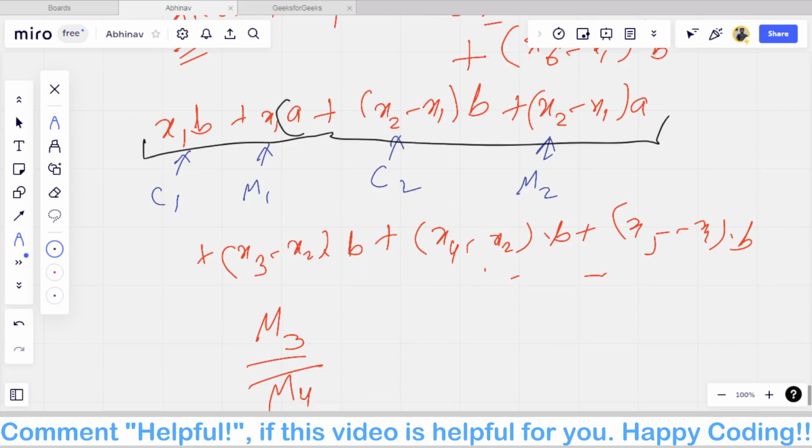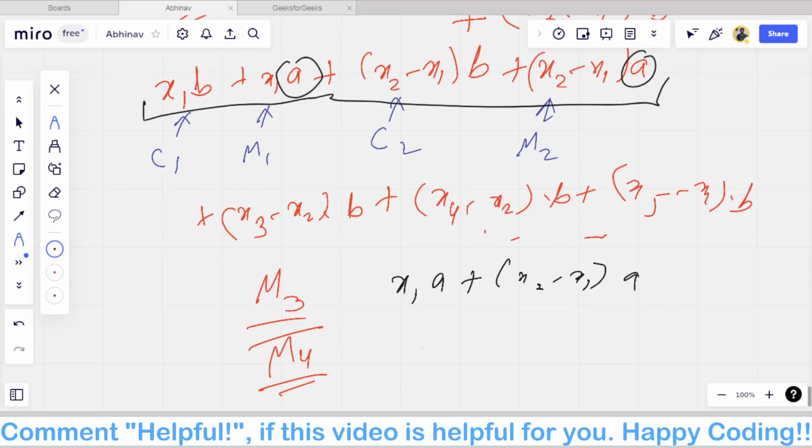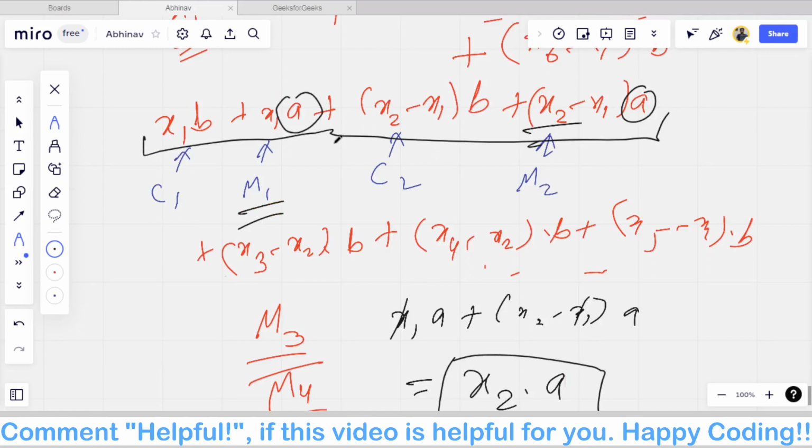It was x1a plus (x2 minus x1)a. If we solve it, it becomes basically x2 into a, because x1 cancels with x1. So to reach a particular kingdom, to reach the second kingdom, the only amount required is x2a. To reach kingdom 3, the amount required is x3a. To reach kingdom 4, the amount required is x4a.